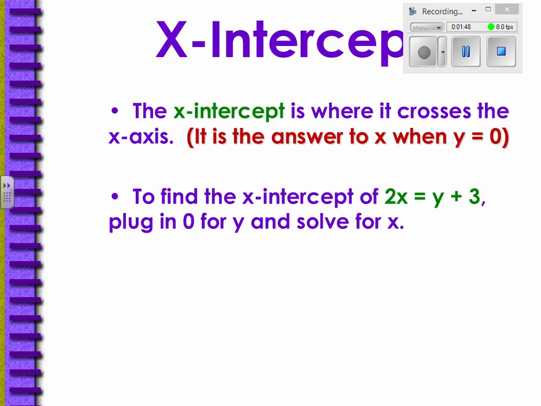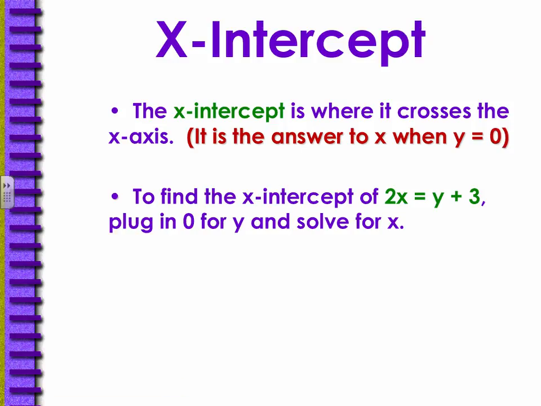So our x-intercept is where our graph crosses the x-axis. As I was just talking about, x-intercepts always have the y value of 0, meaning that we don't move up or down to graph the point. So if we're just looking at the equation of this line, 2x = y + 3, we certainly could graph that equation to find the x-intercept visually.